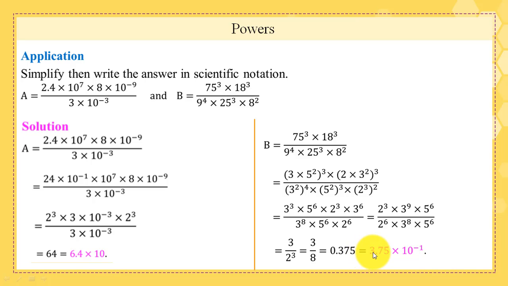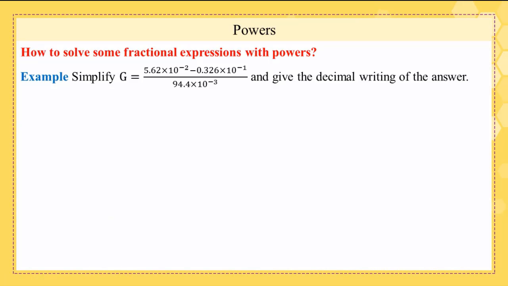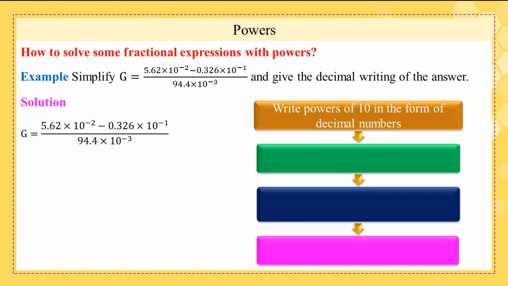And we know that the scientific notation of 0.375 is 3.75 times 10 to the power minus 1. Also in this example, simplify g and give the decimal writing of the answer. Solution. In the expression of g, the powers of 10 are small. So the first step is to write the powers of 10 in the form of decimal numbers.